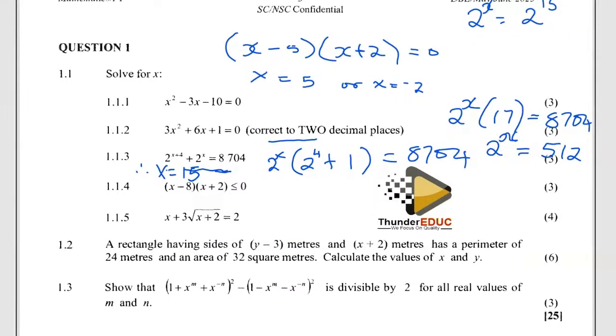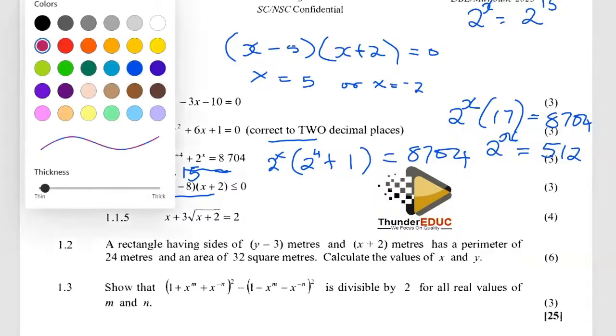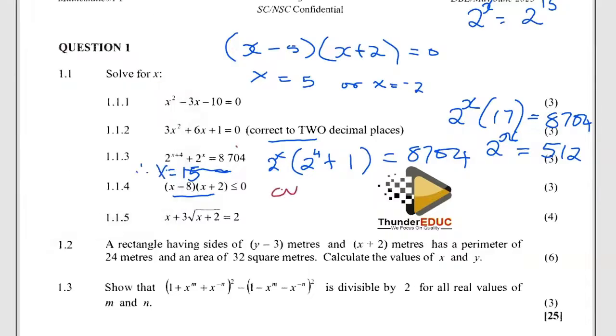Okay. Then 1.1.4, x minus 8, x plus 2 is less or equal to 0. So in this case, we know that our critical values are going to be negative 2 as well as a positive 8. Then how do we represent this? Now, since the A is going to be positive and then the inequality is less, meaning that we're going to have a solution set of negative 2 is less or equal to x, less or equal to 8. This should be the solution being represented in that format.